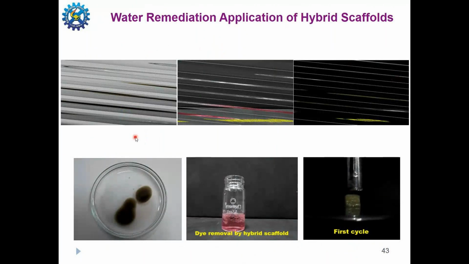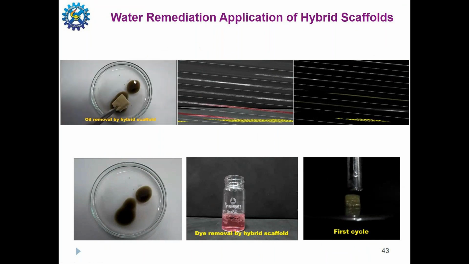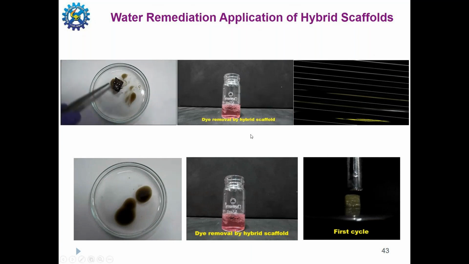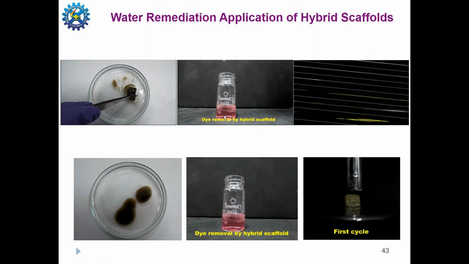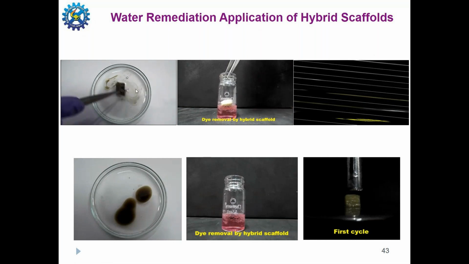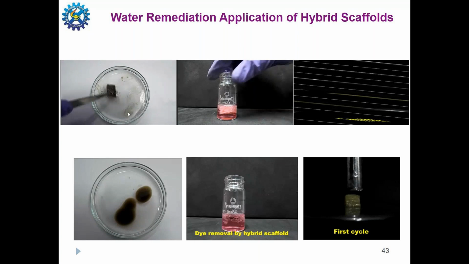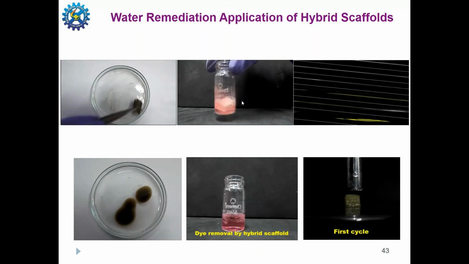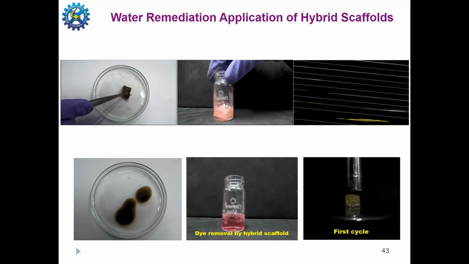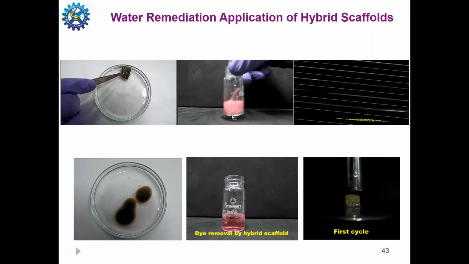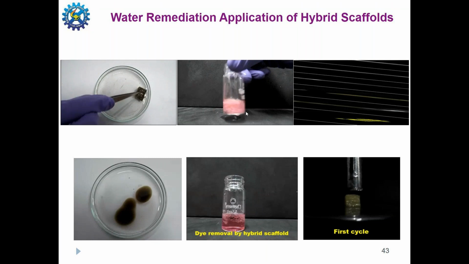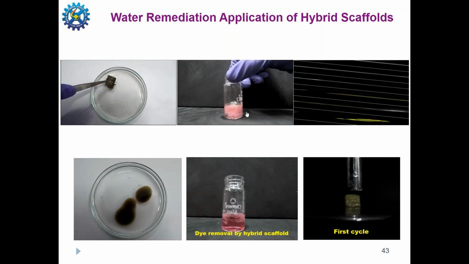And we also use this for a variety of water remediation applications. We see that these sponges can be used to remove the oil spontaneously, and they can also remove the dyes very easily. Here we can see that this video shows the removal of oil using the sponge very quickly. And here the scaffold is used to remove the dye spontaneously, within a couple of minutes the dye is removed.